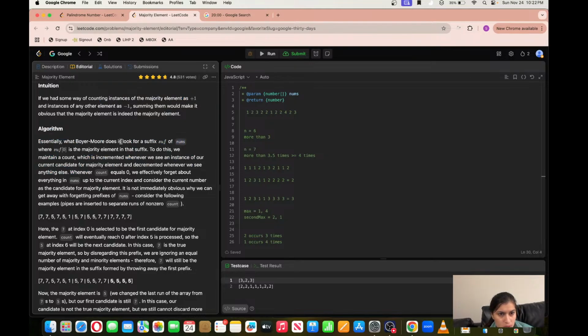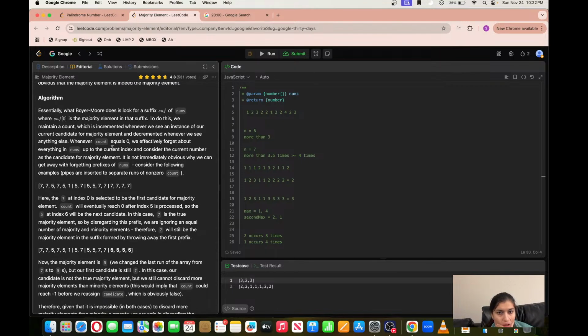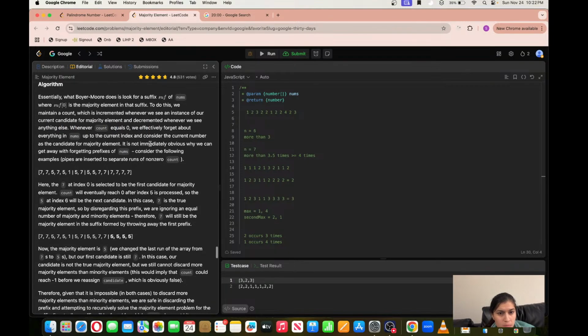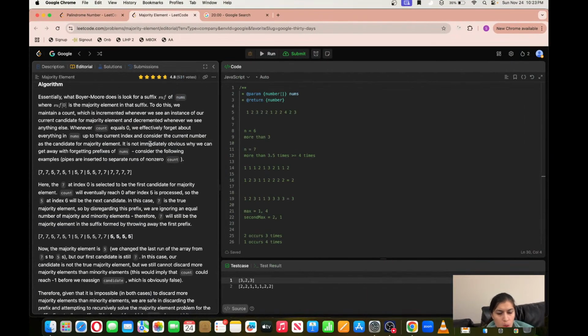Let's look at it. So look for a suffix sum of nums where 0 is the majority element in that index. To do this, we maintain a count which is incremented whenever we see an instance of our current candidate for majority element, and decremented whenever we see anything else. What? I'm streaming, yes. What are you saying, dude?